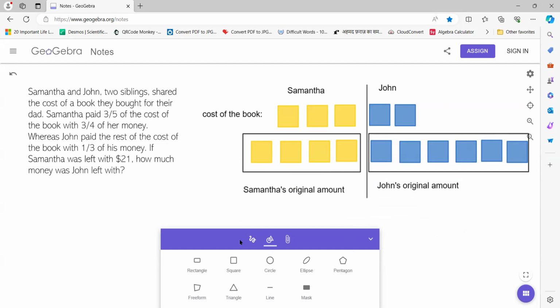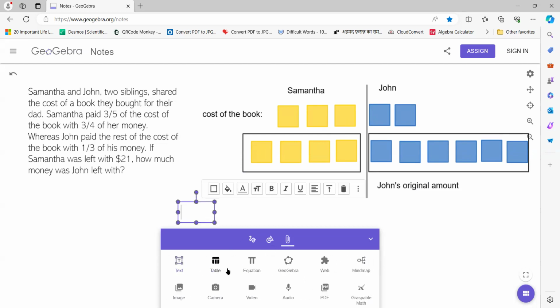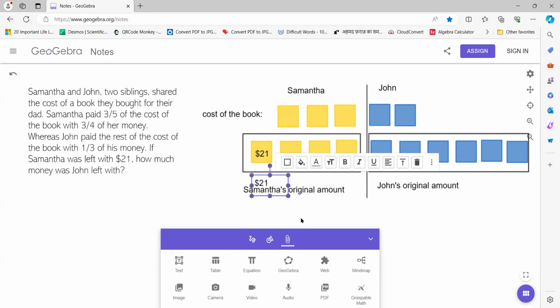Now, if Samantha was left with $21, well, she had four yellow squares. She spent three yellow squares. She was left with one yellow square. That tells me one yellow square must be worth $21. We're almost done. Each yellow square or each blue square must be worth $21. Okay, so far so good.